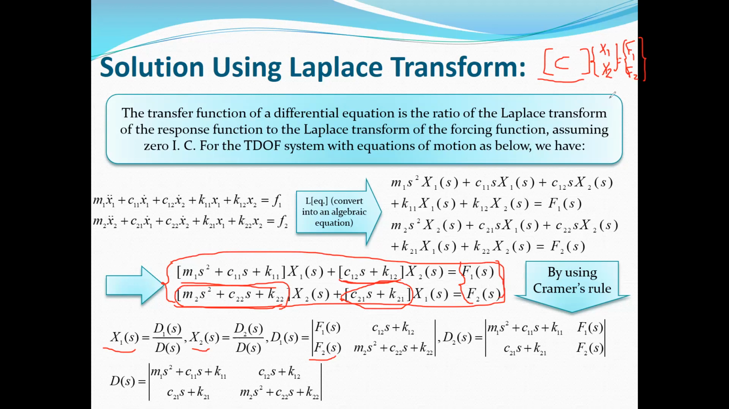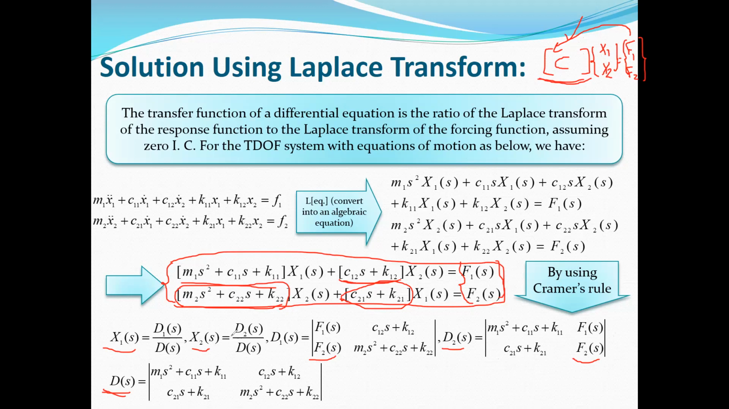To obtain D1, you take matrix C and instead of the first column, you substitute the vector F1 and F2. To find D2, you need to form a matrix whose first column is the first column of matrix C, but the second column is substituted by the vector F1 and F2, as you can see. Now you can calculate the determinant of this matrix. This is D2. And finally D is the determinant of matrix C. And if you substitute here, you can find X1 and X2.